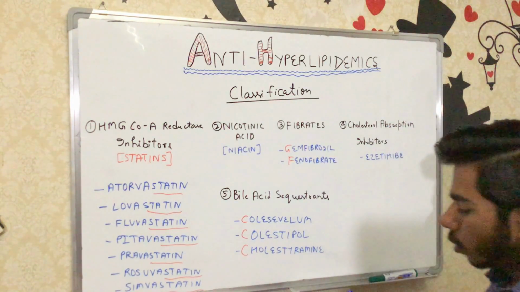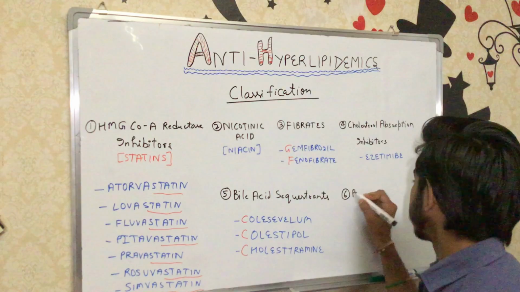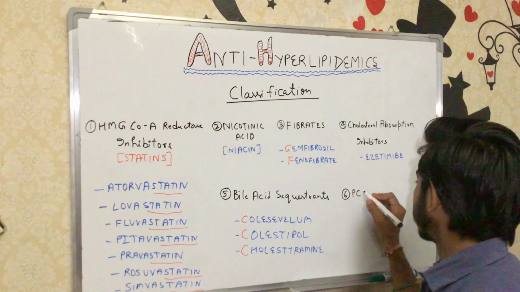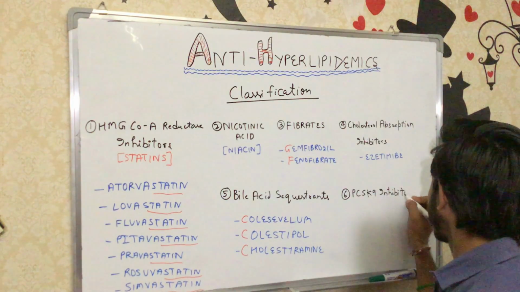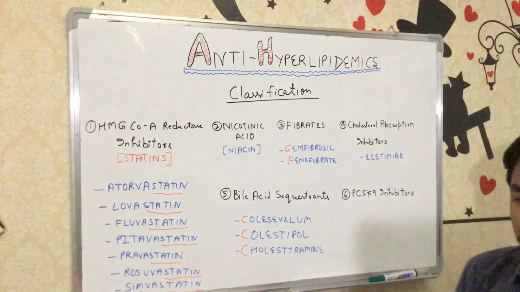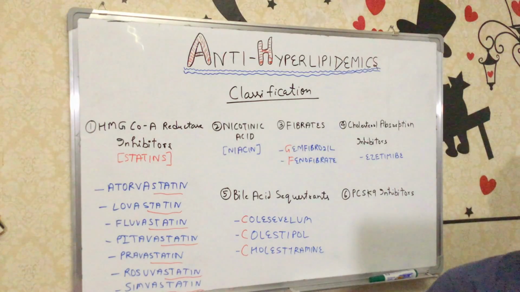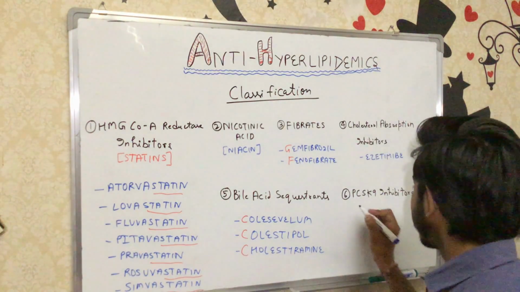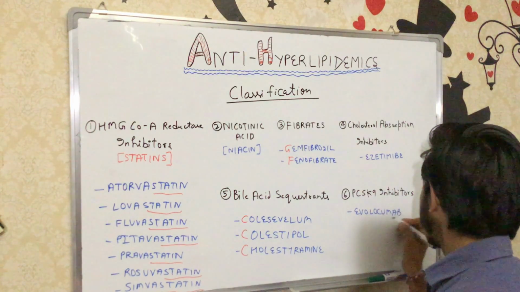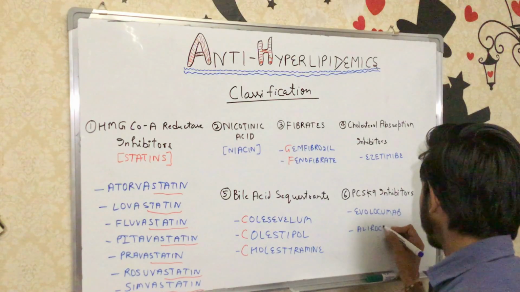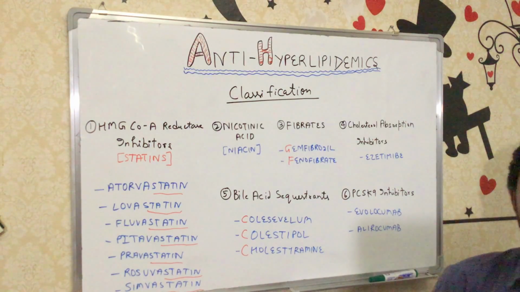So the sixth category, let's say, is the PCSK9 inhibitors, in which we have alirocumab and evolocumab. These are the drugs which can be considered under the category of PCSK9 inhibitors.